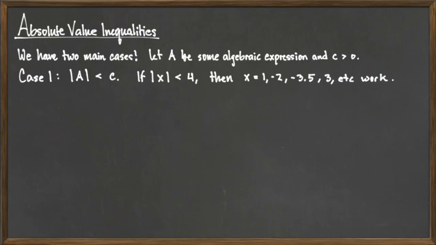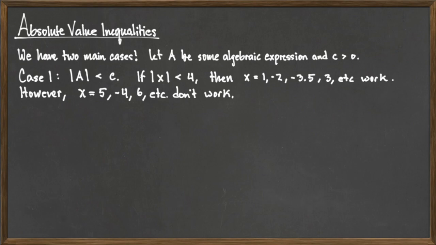Suppose we had absolute value of x less than 4. Then just by trial and error, we can see that values of 1, -2, -3.5, and so on satisfy this inequality. However, values that are too big, like 5 or -4 or 6, don't work. So the intuition here is that when the absolute value of stuff is less than a number, then everything inside that absolute value is essentially trapped between the positive and negative version of that number outside.